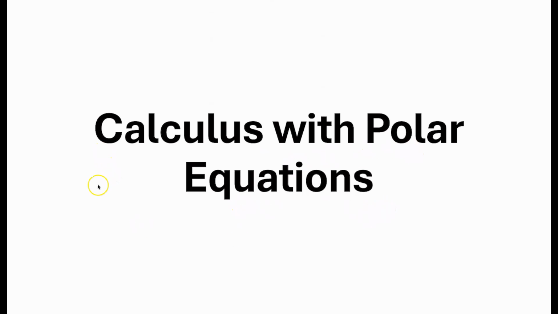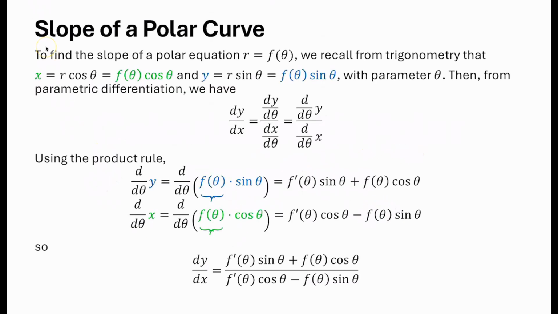Calculus with polar equations. We are interested in finding the slope of a polar curve. So to do that, we're going to need to define the derivative of a polar curve. So to find the slope of a polar equation, r equals f of theta.